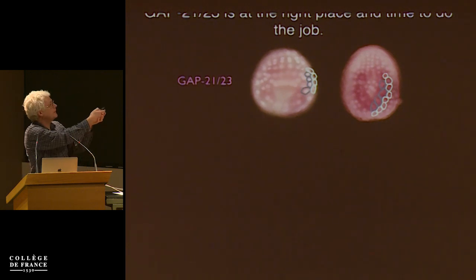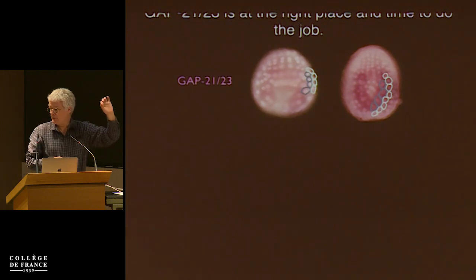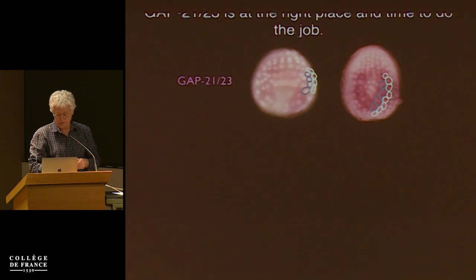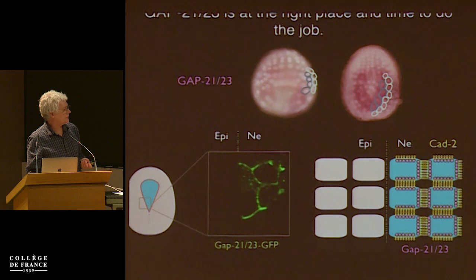GAP 2123 is expressed initially just along this boundary again, starting right before zippering initiates. So it's expressed in the right place. When he looks at localization of this GAP, he sees that it's localized asymmetrically in exactly the same way that cadherin-2 is, suggesting that it could be localized by cadherin-2.